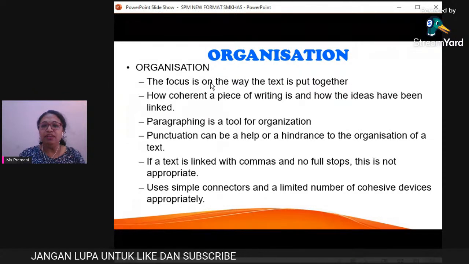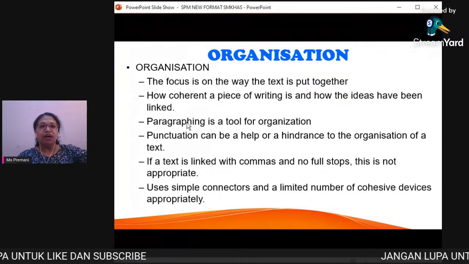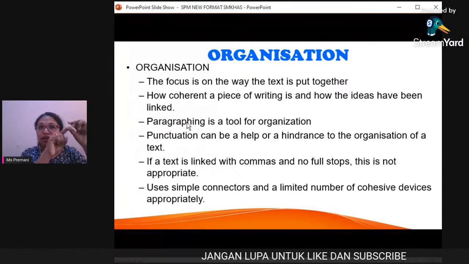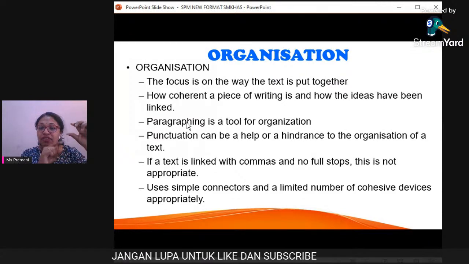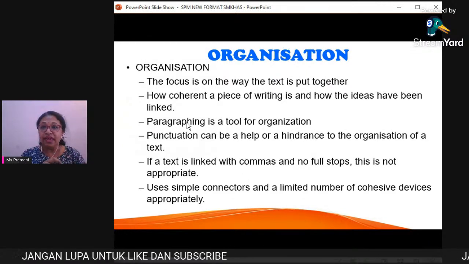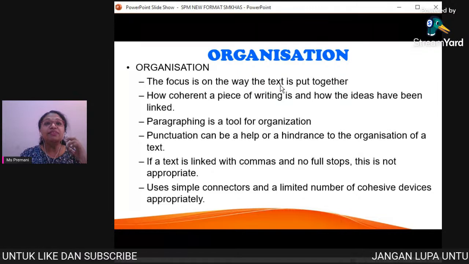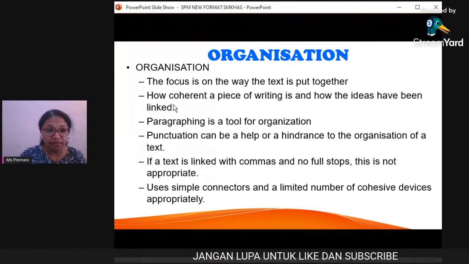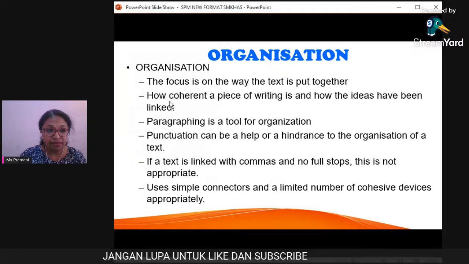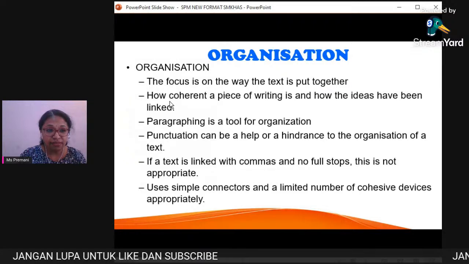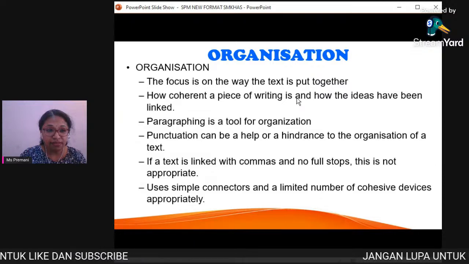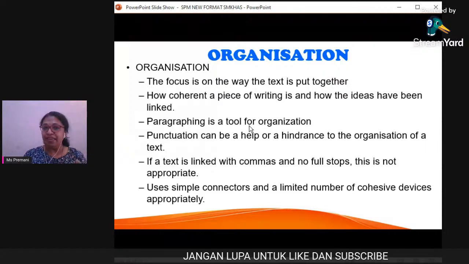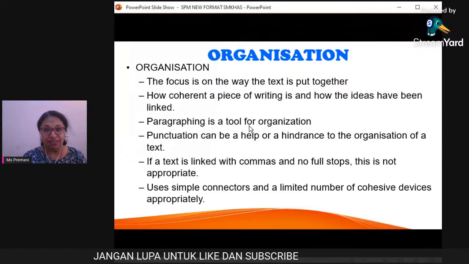So this is organization. Organization means how the ideas are put. Just now, some questions you have to put one point, one paragraph. Some questions, 3 points must be joined together, giving 3 points. So it's how you organize. You must understand the question in order to write the essay. The teacher looks at how consistent a piece of writing is and how the ideas have been linked. So when they say ideas have been linked, linkers, discourse markers.